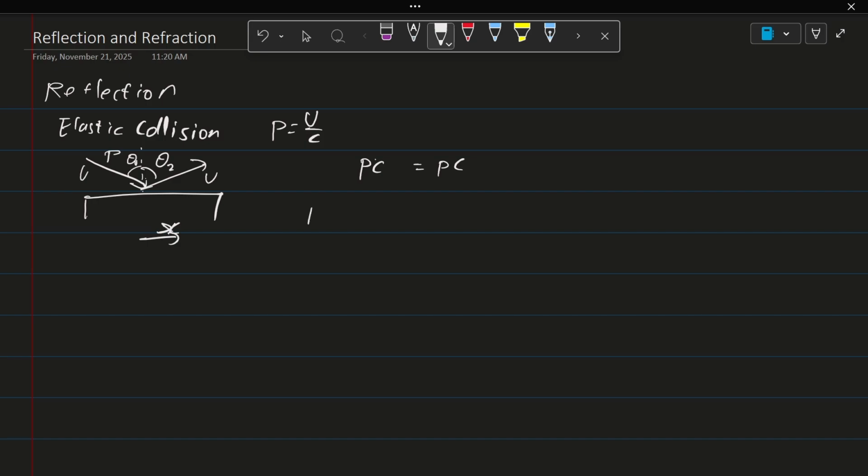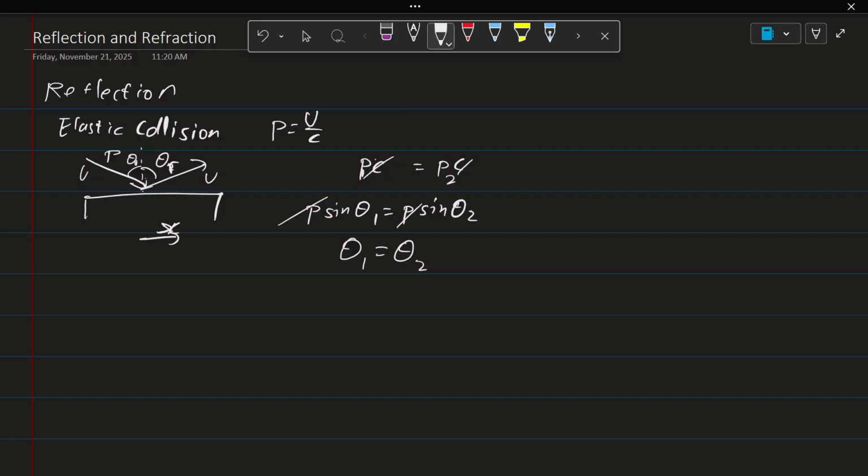If we figure out this x component, it will be p sine θ1. This will equal p sine θ2. And from the relation above, we know that the initial and the final momentum should be the same, so we could cross them out. What we observe is that θ1 should equal θ2, and this is literally the definition of a reflection. The angle on the left is what we call the angle of incidence, while on the right hand side it is the angle of reflection.